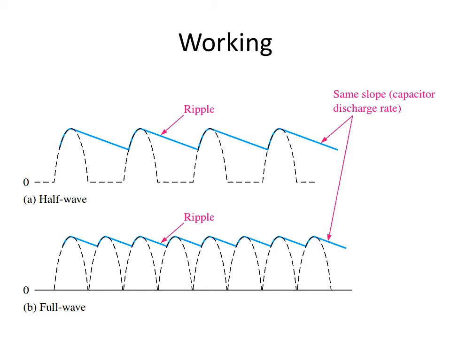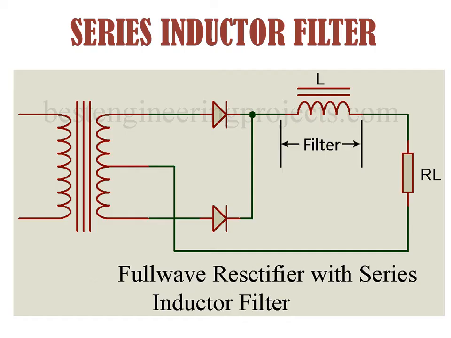And in the bottom diagram you can see that the fluctuation will be even more reduced, because the waves are coming in quick succession, which will prevent the capacitor voltage from decreasing to a larger extent. So correspondingly the ripple will be very low in the case of a full wave rectifier with filter.